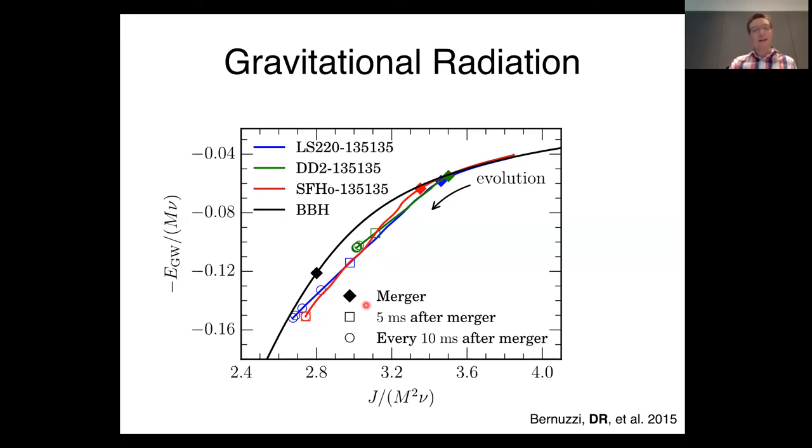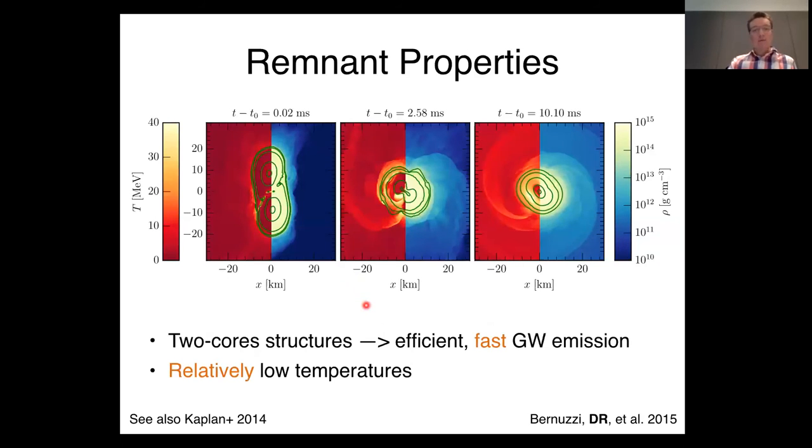This is a really violent process. And we can also understand why this is the case. The reason is highlighted a little bit in this figure where I show temperature and density for one of these mergers. This is the equal mass 1.35 solar masses evolved with the Latimer-Swesty equation of state.